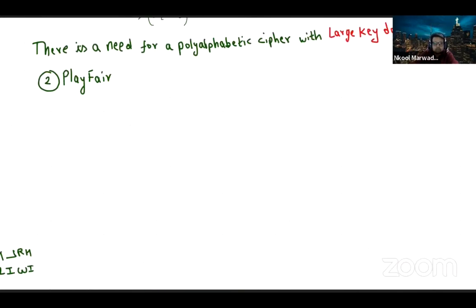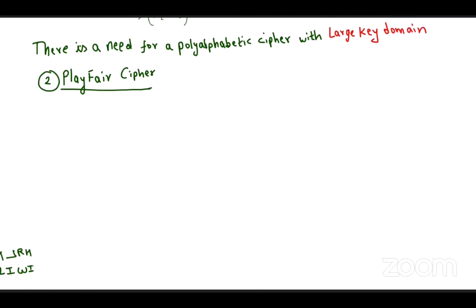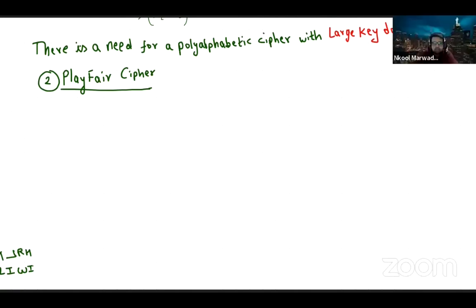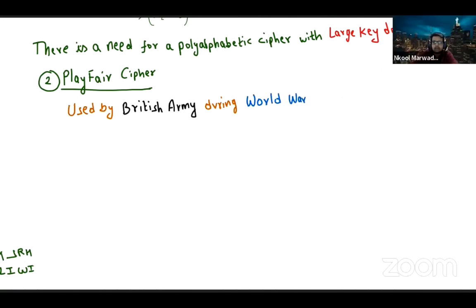So what is the idea of the Playfair cipher? It is a very popular cipher, and it was used by the British Army during World War I. So it's very interesting, let us decode it. The idea is that every time we have a different random distribution of the key. In what sense? Let us look at that.